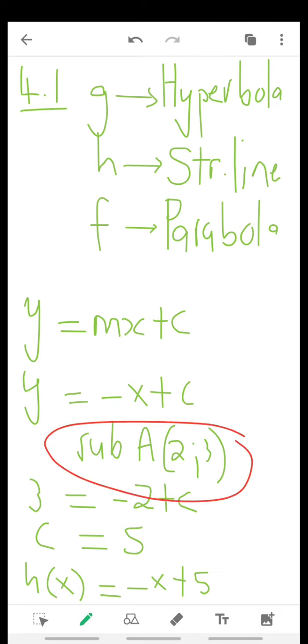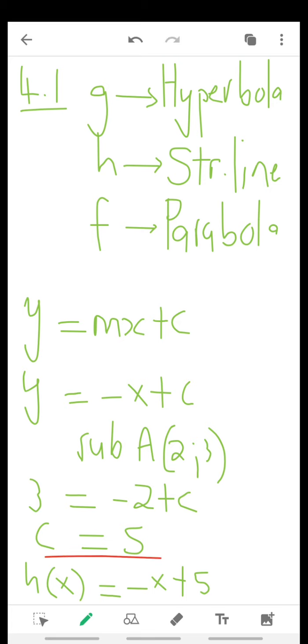Then we need to substitute a point that lies on the function h. So that will be point A, and therefore I found that my c was equal to 5, and therefore h is equal to -x plus 5. Okay, the equation of the axis of symmetry.